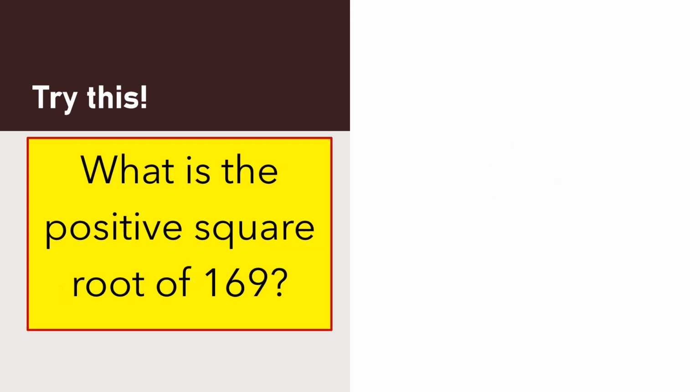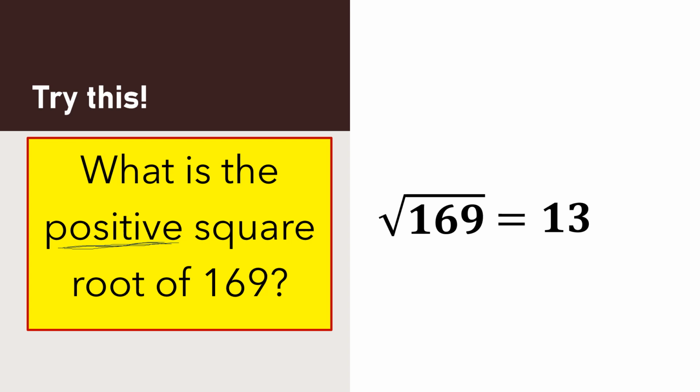Next, what is the positive square root of 169? So it is only asking for the positive square root. And what do you think is the number? It is 13. When we multiply 13 by itself, the result is the number here. What do we call this? Perfect square.